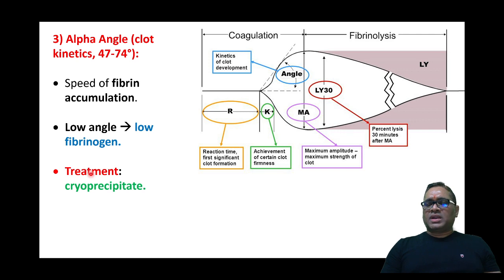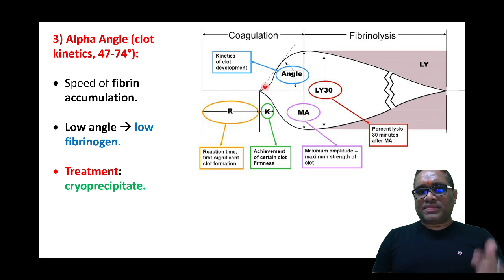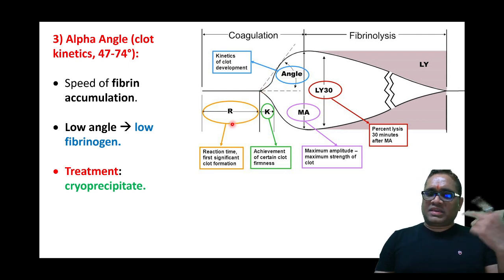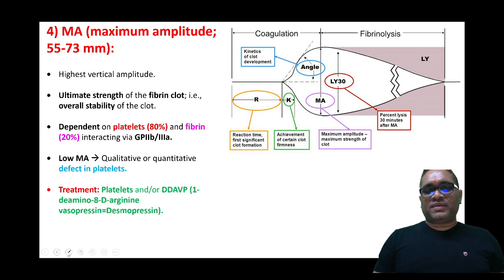So what will be the treatment? Give cryoprecipitate, or you can even give FFP if cryoprecipitate is not available. Now you understand, alpha angle is the speed of fibrin accumulation. If alpha angle is low, it means there is a deficiency of fibrinogen. Give cryoprecipitate or FFP for this patient.